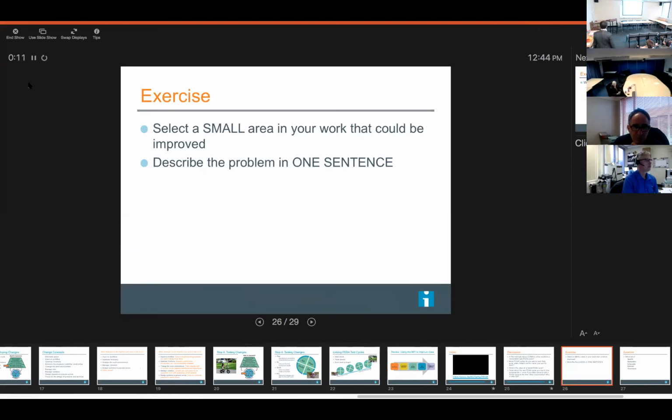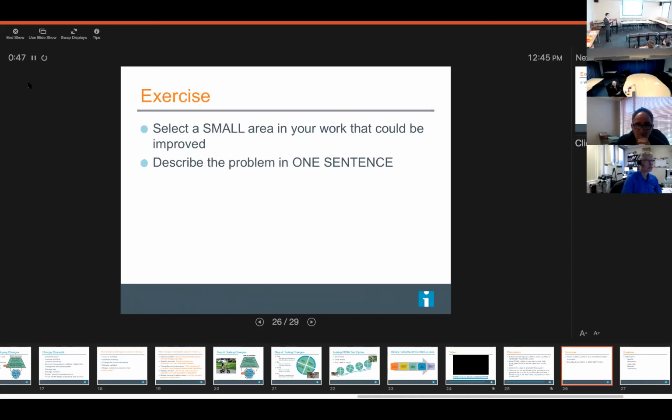So for this exercise, I want you, maybe in little buzz groups of two or three people, to select a small area in your work that could be improved, and make it small, okay? If you think about a grand scale change, it's going to take too long to think through, and also it's too complex. Make it really simple, like we run out of paper clips all the time, or people always get lost and they're asking me directions to this place. They're always knocking on my door and interrupting me, or something very small like that, okay?